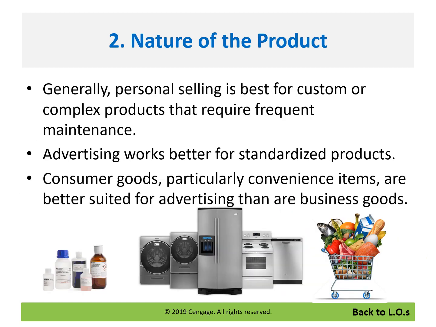Nature of the product. Personal selling is generally best for custom or complex products requiring frequent maintenance, like enterprise hardware and software systems. Likewise, advertising works better for standardized products like soft drinks or grocery items. In general, consumer goods, especially convenience products, lend themselves more readily to advertising than business goods. Within the business-to-business market, installations like machinery require more personal selling effort than operating supplies such as printing paper and toner cartridges.